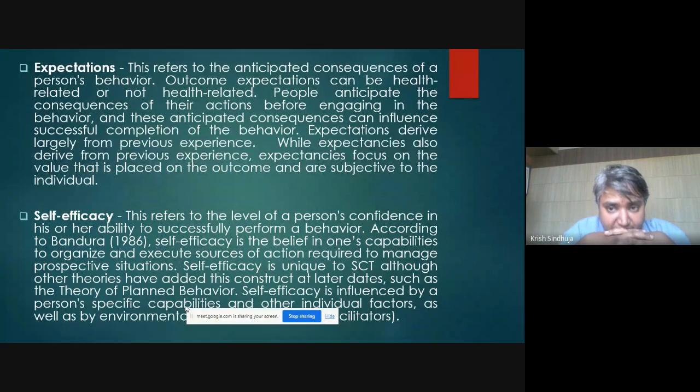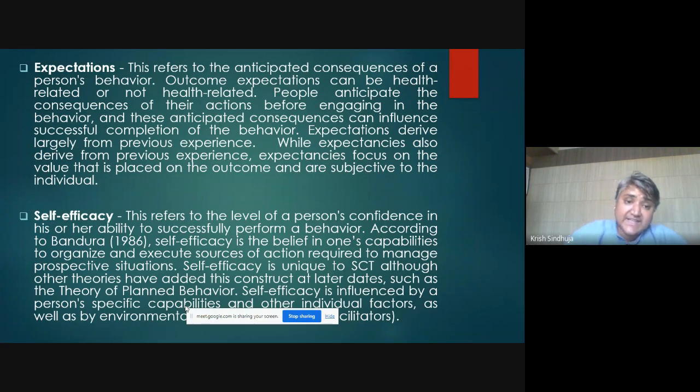People anticipate consequences for the successful completion of the behavior. Because I have asked some questions, you need to respond, so yes, you anticipate. Sometimes we anticipate based on our previous experience. A few of them responded based on previous experience, and expectancies focus on the value placed on the outcome, which is subjective to the individual. Energy, for example, was a response. When I gave the context, a few people pitched in with that. So that's the expectation: one is anticipated, coming from previous experience, and expectancies.